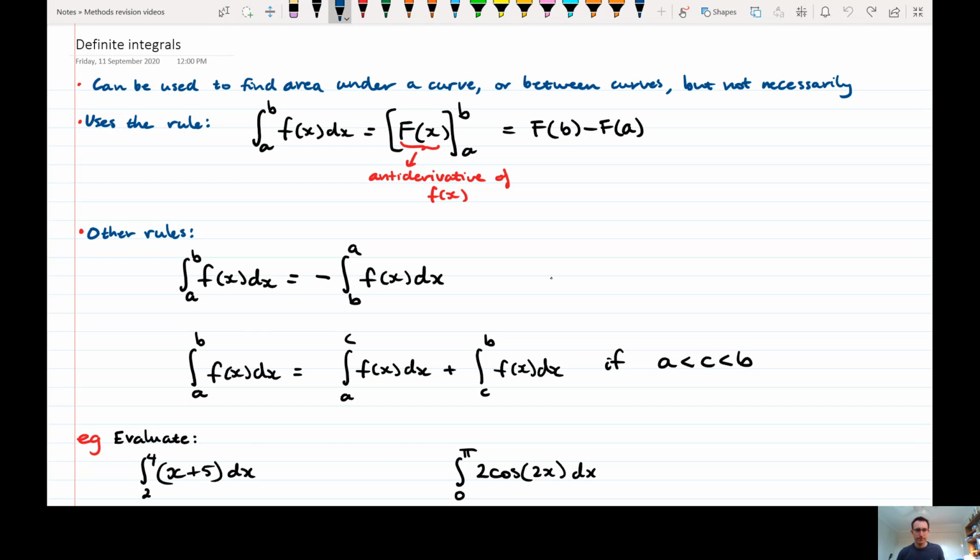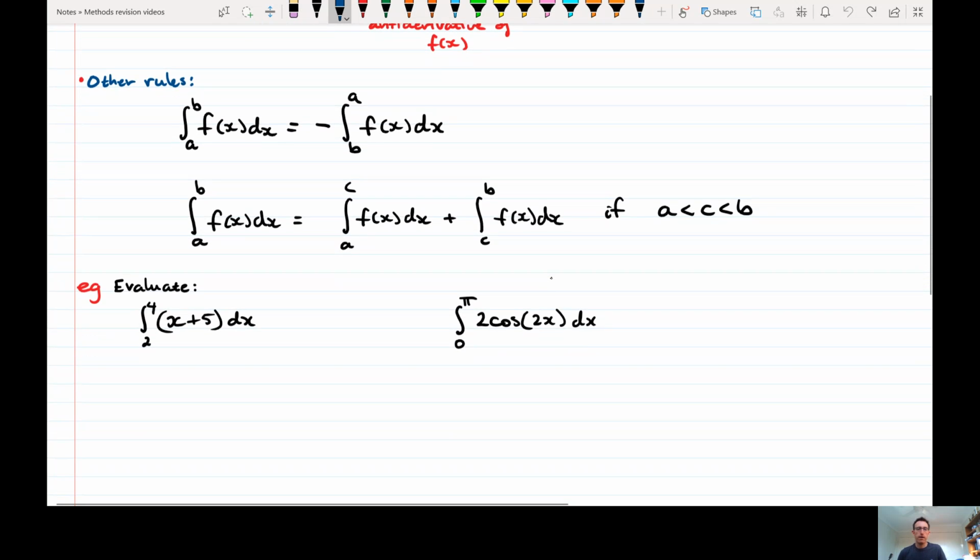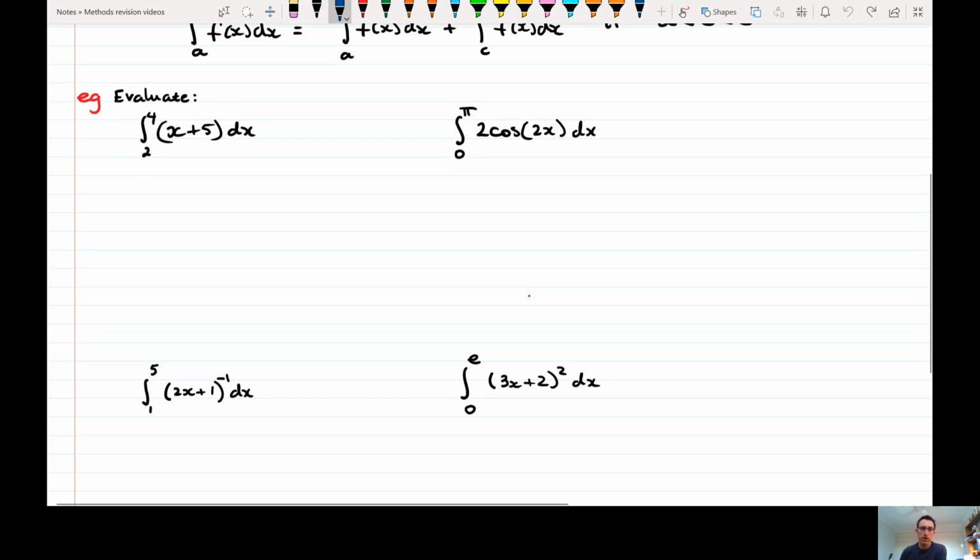So let's do that. Oh, a couple other rules, by the way. If we change the a and b around, flip those around, we put a negative at the front. And I can break up a to b into two parts, so a to c plus c to b, as long as c is between them. I can split this integral up into two parts, which is really important. So let's evaluate all these ones. Let's start with something nice and simple.